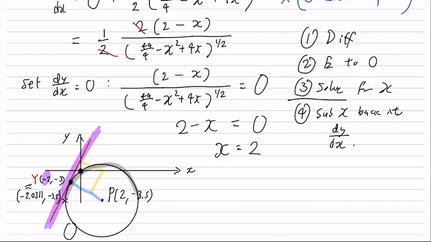So when x is equal to 2, it will give you the... Sorry, this is the procedure for finding stationary points. Here we're not trying to find stationary points. We're trying to find the gradient of the tangent line, the purple color line, which we already know the x coordinate to be -2. So there's no need to set equal to 0. Let me just remove this.